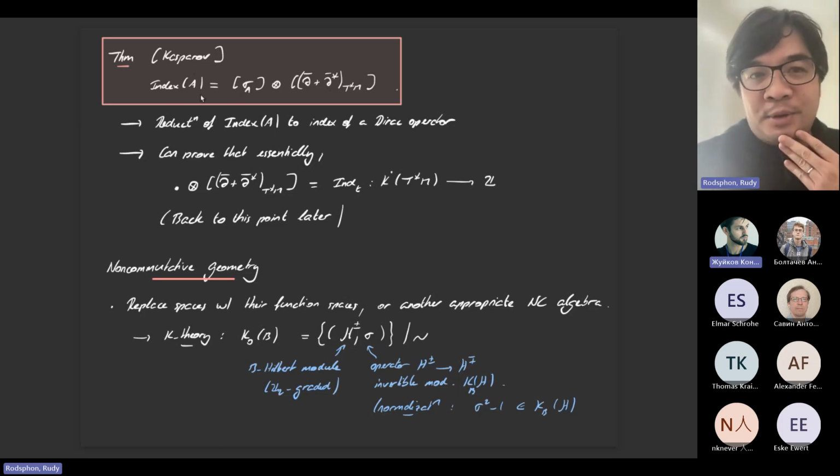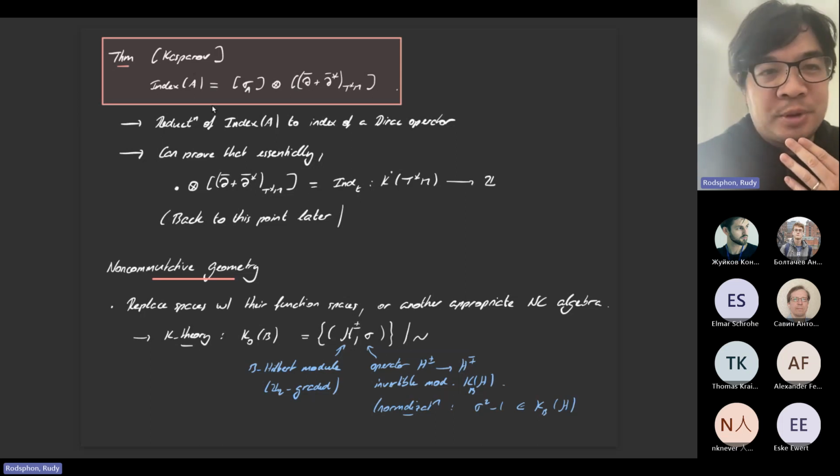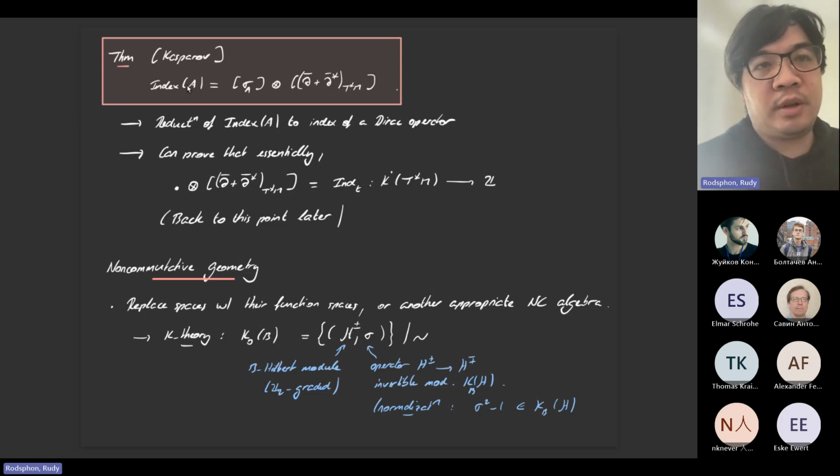So here you have an interesting thing that pops up already, which is that A is like any elliptic operator, order 0 if you want, but let's say any elliptic operator. What you're actually doing is reducing the index of A to the index of some Dirac operator. So that's Kasparov's theorem, a very clean way to make this reduction of any index to the index of a Dirac operator.